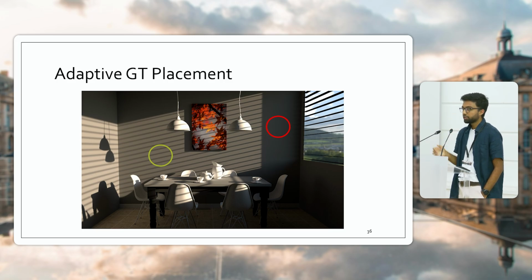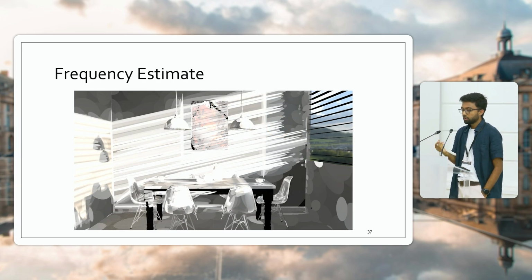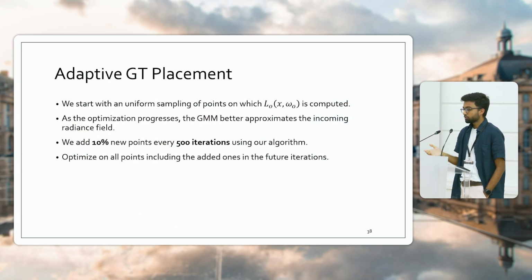Finally, we also want to reduce the number of points that we use for optimization, because computing these ground truth points is expensive. So we reuse the idea of frequency estimates to only place points where they are needed the most. Here I'm showing for each point the highest frequency Gaussian that it is covered by, and basically we want to place more points in the white regions and fewer in the dark regions. So we start with a uniform sampling, and as the GMM progresses, it better approximates the radiance field, and we can make use of this to add new points in the regions where it's needed the most.